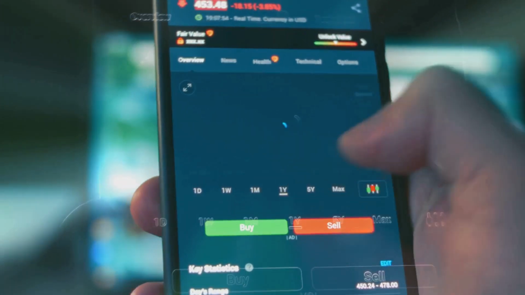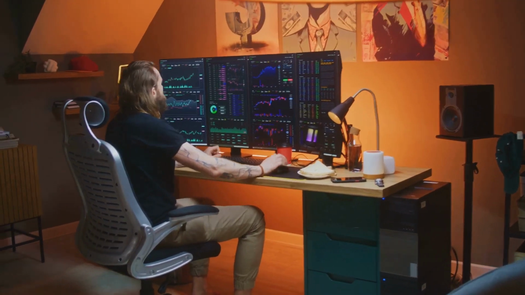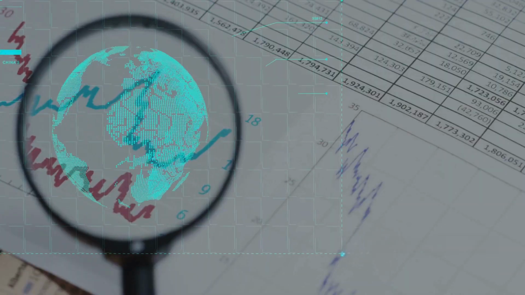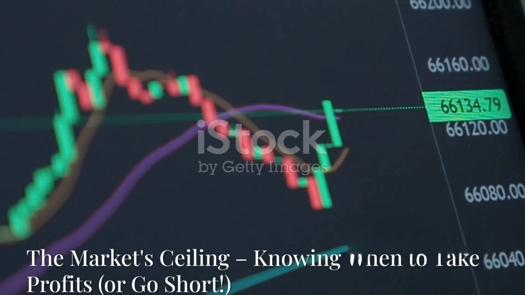Identifying these support levels is actually pretty straightforward, but it requires a bit of chart detective work. You're looking for previous swing lows on a price chart.